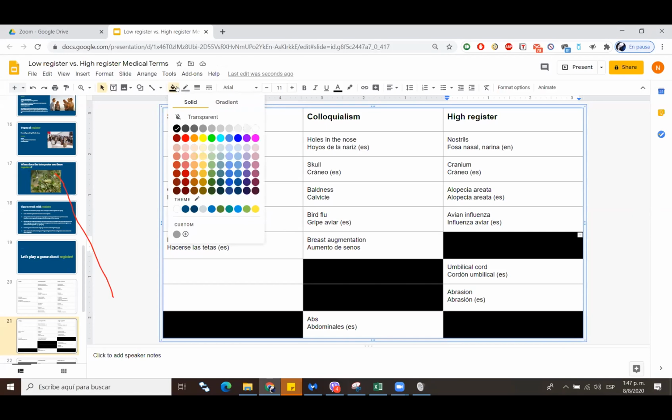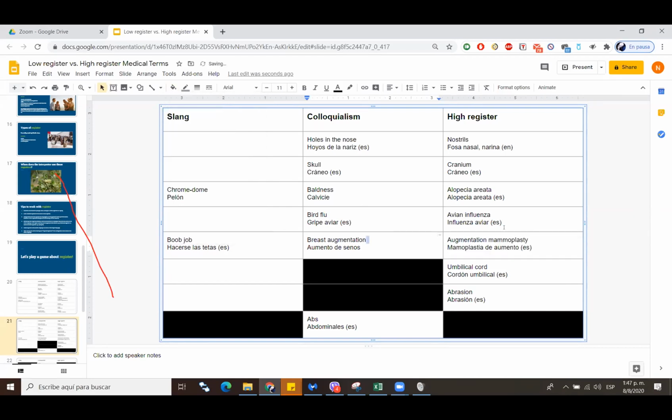Okay, I'm going to show it. Oh, there's somebody writing in the chat. Okay, there we go. Mammoplasty, yes. That's right, augmentation mammoplasty.